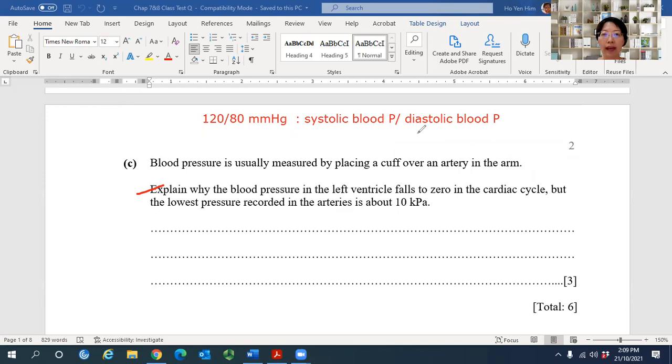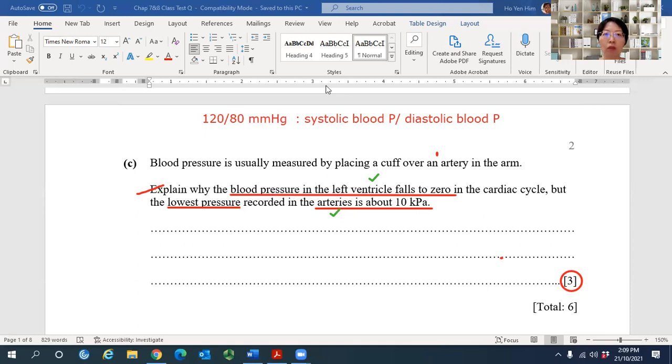So the question here asks the student to explain why the blood pressure in the left ventricle falls to 0 in the cardiac cycle. That means you need to explain why blood pressure in the left ventricle can go all the way to 0, but the lowest blood pressure in the artery is actually 10 kilopascal rather than 0. For the 3 marks they give you, your answer must include explaining why blood pressure in the ventricle goes to 0, and also why the lowest blood pressure in the artery is 10 kilopascal and not 0.